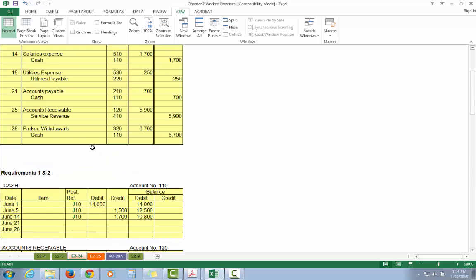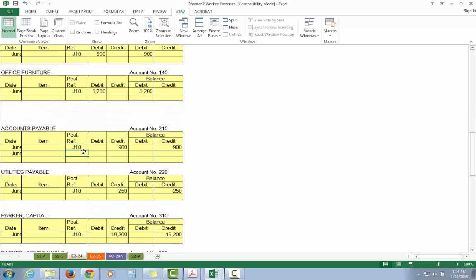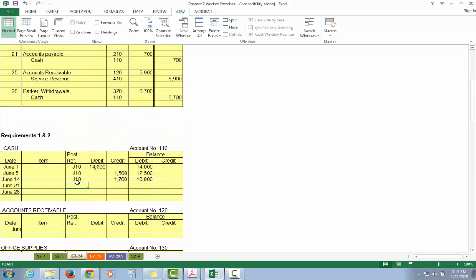Then the next entry we had was debit to accounts payable and a credit to cash. So we're going to debit accounts payable, $700. Now accounts payable has a normal credit balance. So when we credit accounts payable, that increases it, and when we debit it, it reduces it. So that leaves us with a $200 balance in our accounts payable. And then we credited cash for $700. And it leaves us with $10,100 in there.